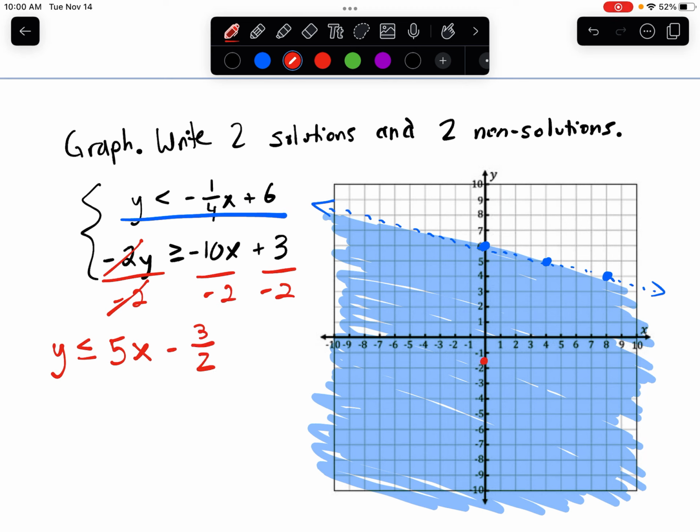All right, so now I'm going to graph this. We start at negative 1.5, right? Negative 3/2 is negative 1.5. And my slope is 5. So I go up 5, 1, 2, 3, 4, 5, and over 1. I'm going to do it again, up 1, 2, 3, 4, 5, and over 1. Now this is less than or equal to, so I am going to draw a solid line.